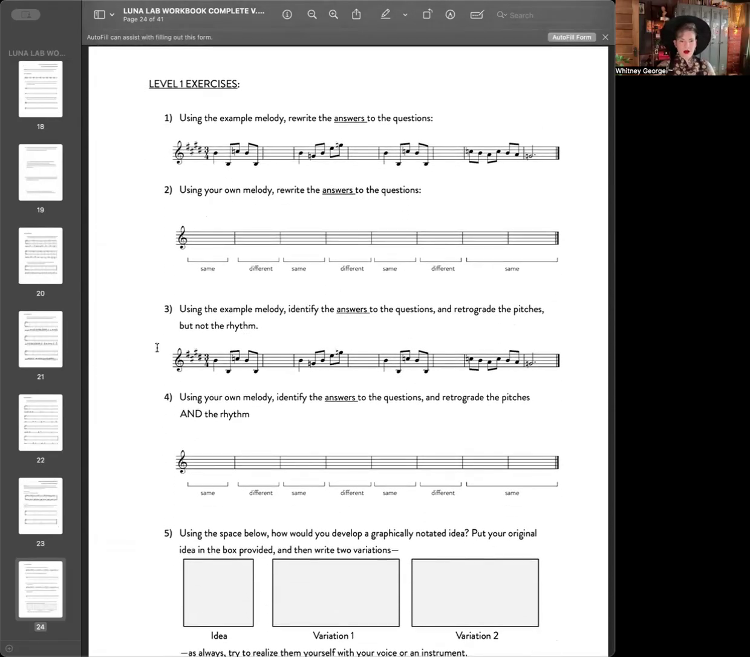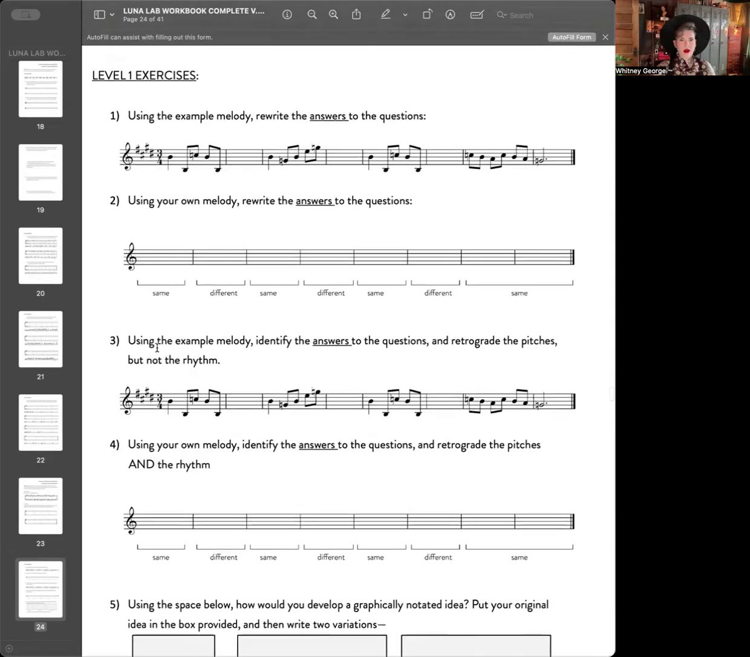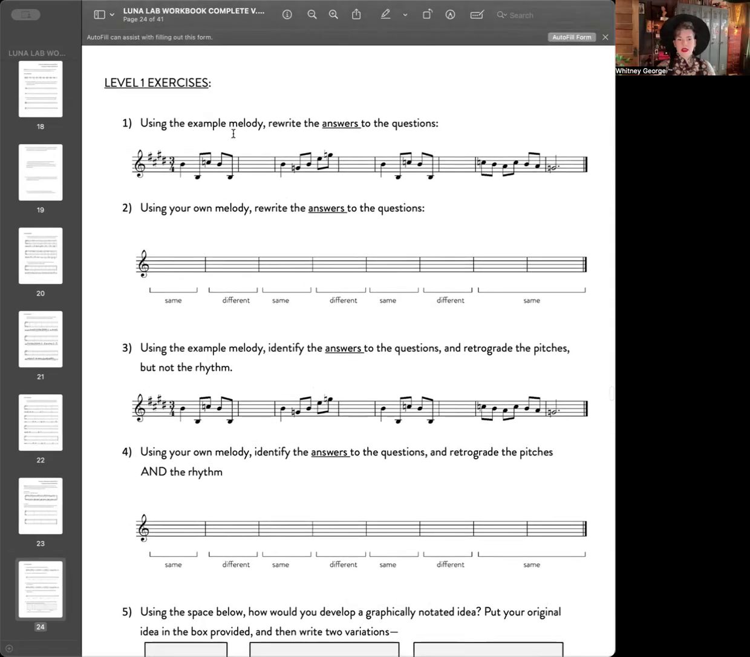Other things that are listed here that I think are good tools, like using a sample melody, let's rewrite the answers to the questions. So if this is given to you as a musical question, how do you conclude it with a musical answer? And these are the level 1 exercises here. But they lead you to build your own original examples that you can use in the reading session at the end of the term together.